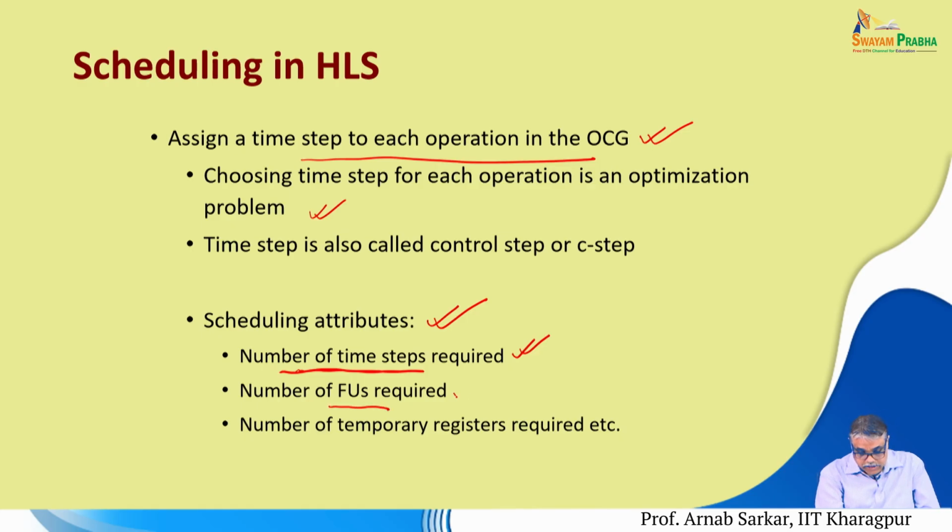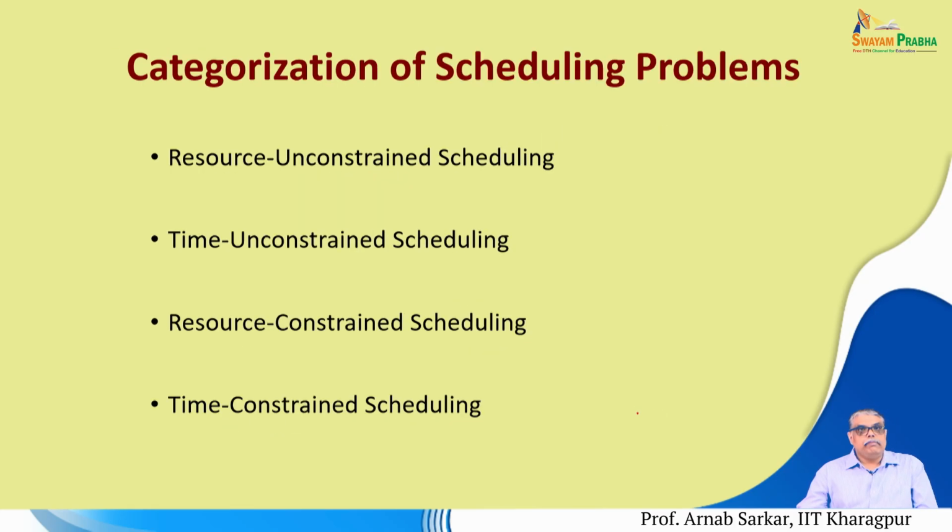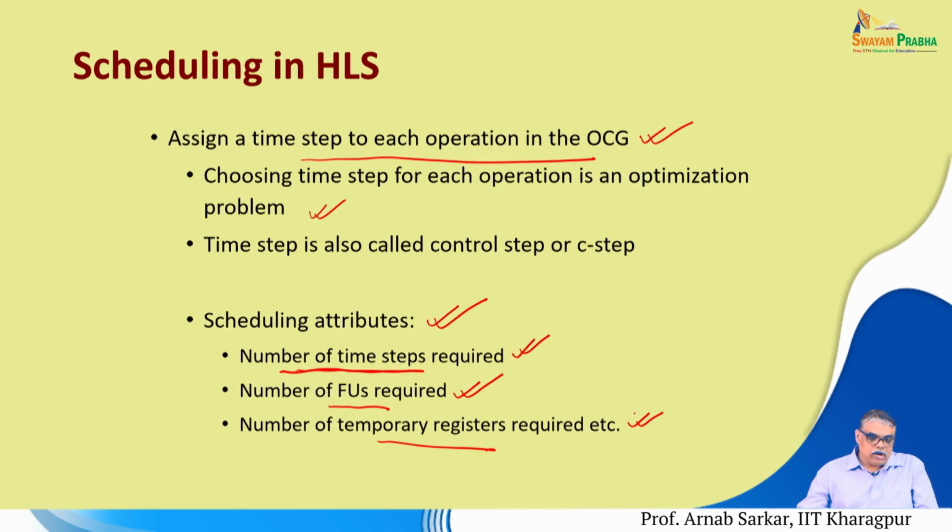Number of functional units or hardware resources required is also another criterion. Why? Because it determines the resource cost for hardware design. The number of temporary registers required, we will look at this later if time permits. There could be multiple other parameters or evaluation metrics for scheduling.